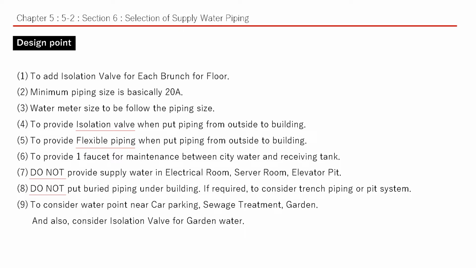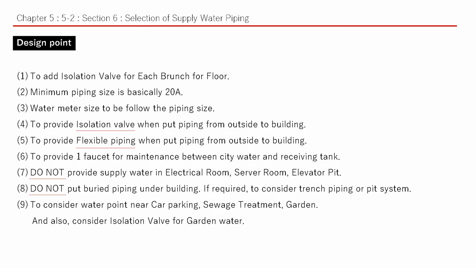Item 4. To provide isolation valve when putting piping from outside to building. Item 5. To provide flexible piping when putting piping from outside to building. Item 6. To provide one faucet for maintenance between city water and receiving tank. Item 7. Do not provide supply water in electrical room, server room, elevator pit. It is better to avoid other rooms where there is high risk of water leakage too.